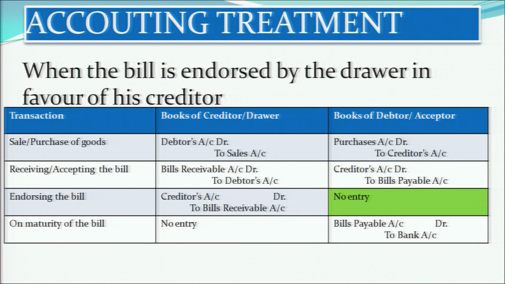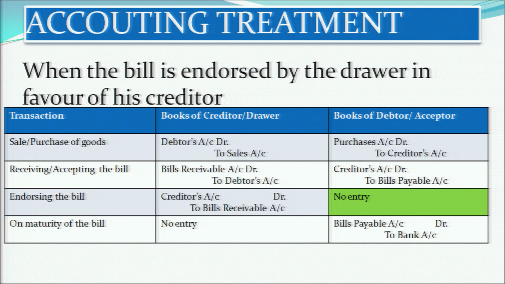Drawer has given this bill to one of his creditors to settle his debts. You know, this is one of the features of a bill of exchange. We can easily transfer it, right? So here only the third entry is going to change. Here we are going to write down the creditor's name. The creditor account debit to bills receivable. Again, the debtor is not in the picture, right?